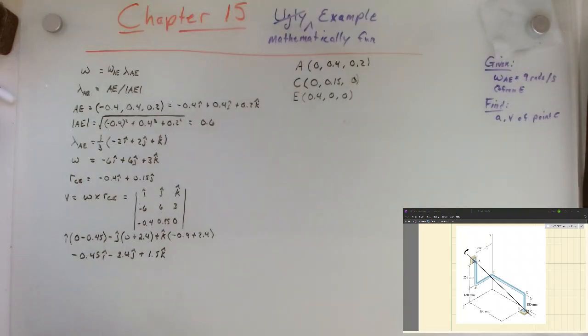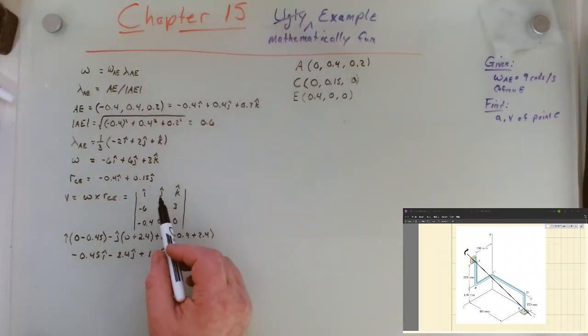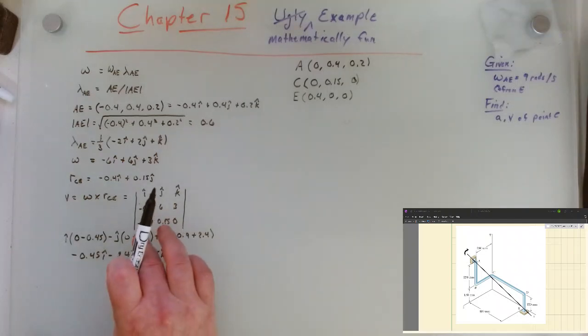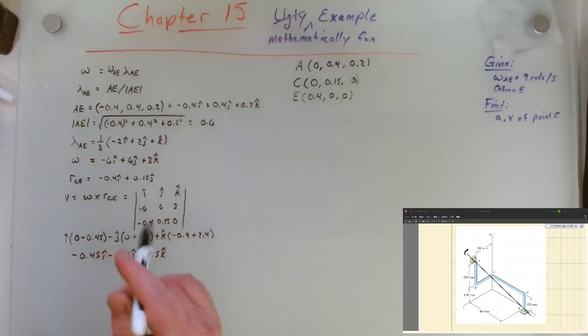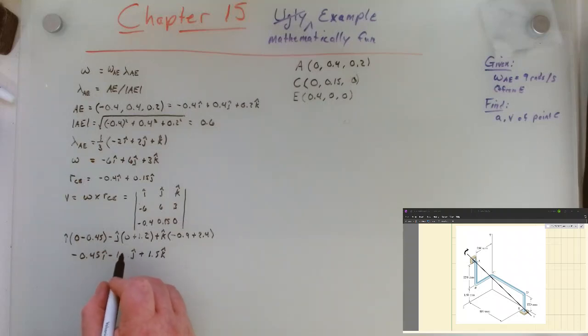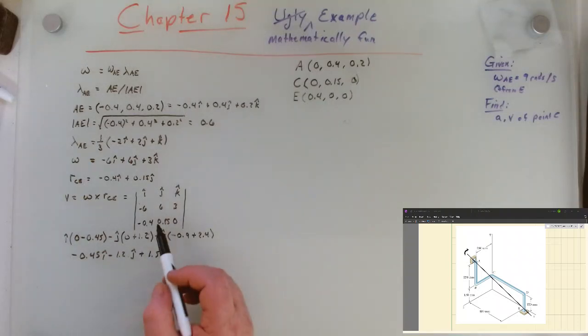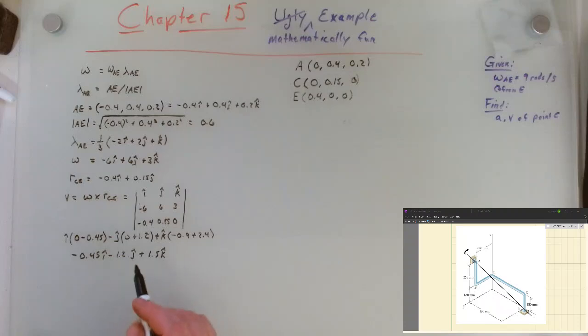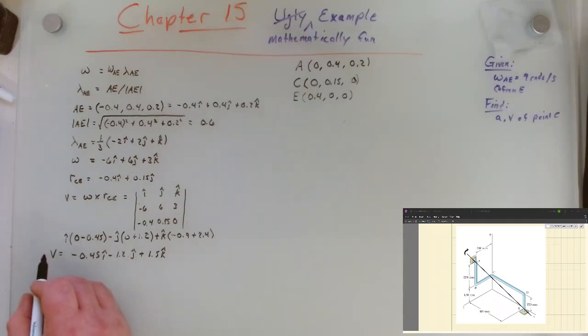Let's see what I did wrong. So in the j direction, oh, I multiplied 0.4 times 6. I should have multiplied it times 3, so this is 1.2. Alright, 1.2, that feels right. And minus minus that. Okay, so this is V. This is a solution, one of the ones that we're after.